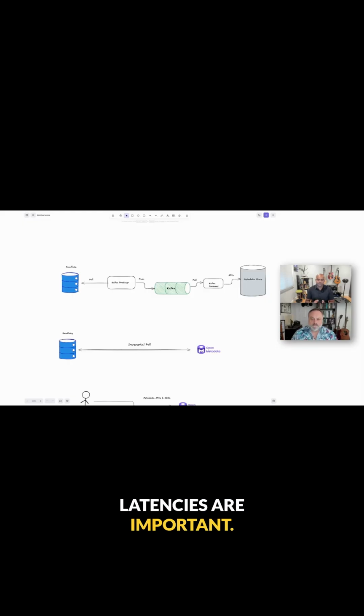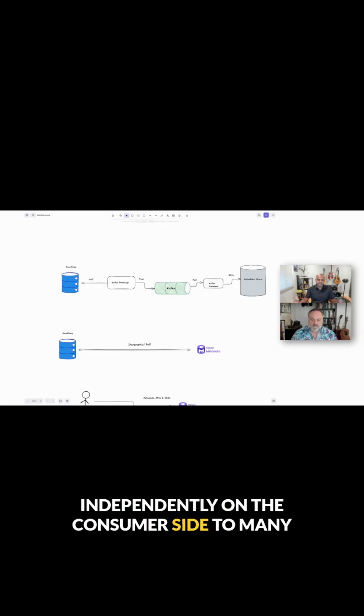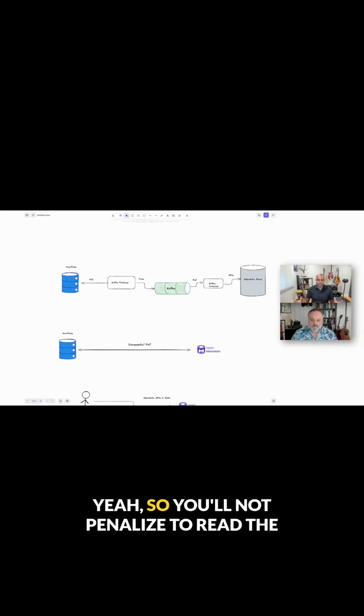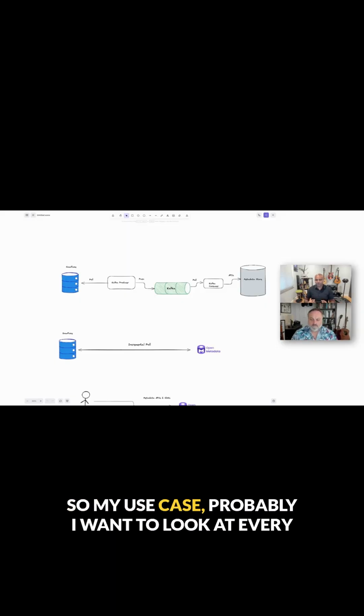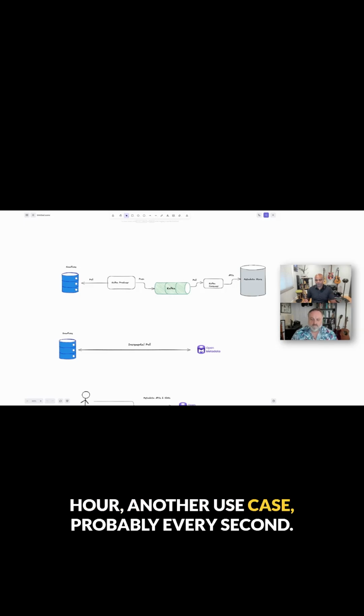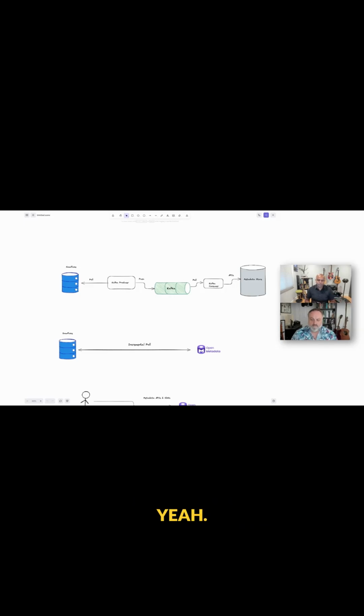Latencies are important. Kafka enables you to push millions, if not trillions, of events and scale out independently on the consumer side to many of these use cases. So you're not penalized to read the same data. And one consumer reading at their own pace doesn't affect another consumer either. So my use case probably I want to look at every hour, another use case probably every second, every millisecond. So that's where the ideal scenario comes in for Kafka.